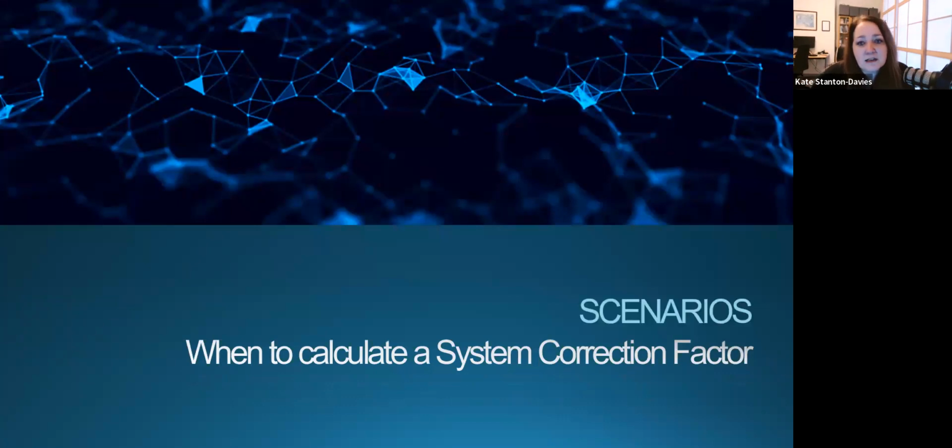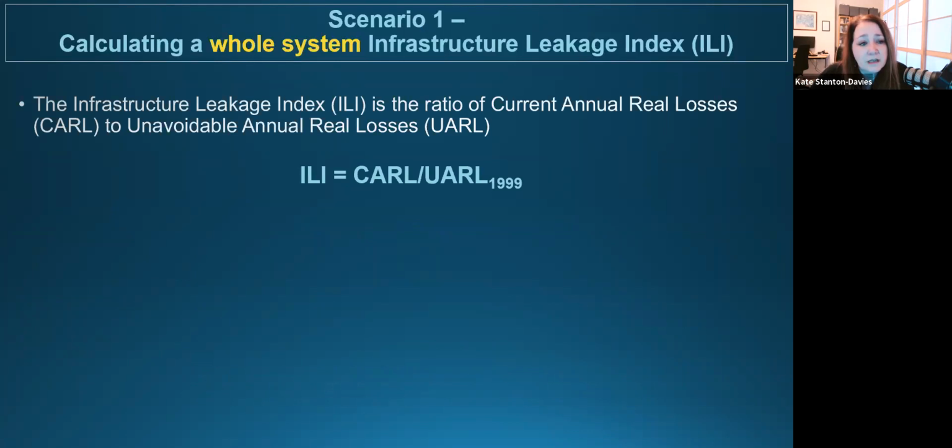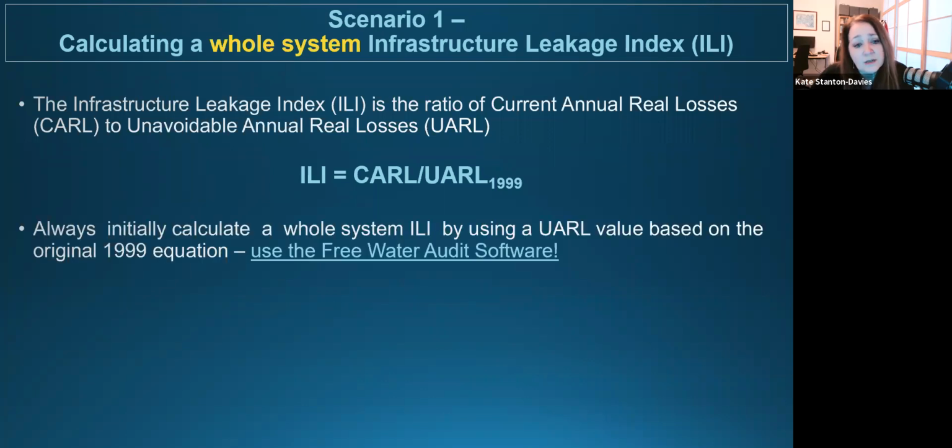So what we're going to do next is take a look at some scenarios of when to use a system correction factor and when not to use a system correction factor. And the first scenario is when you are calculating a whole system ILI. So the infrastructure leakage index, this is the ratio of current annual real losses to unavoidable annual real losses, and you can see the equation on screen there. And you should always initially calculate your whole system ILI using the 1999 calculation for UARL.